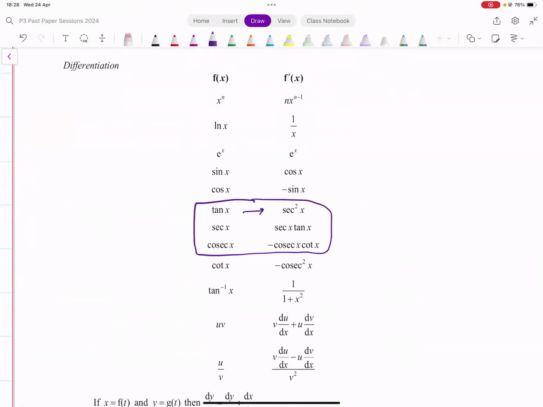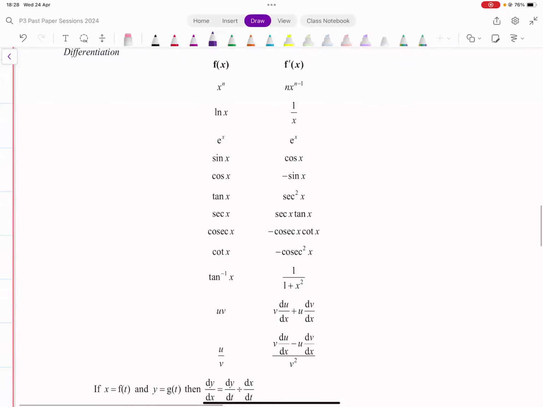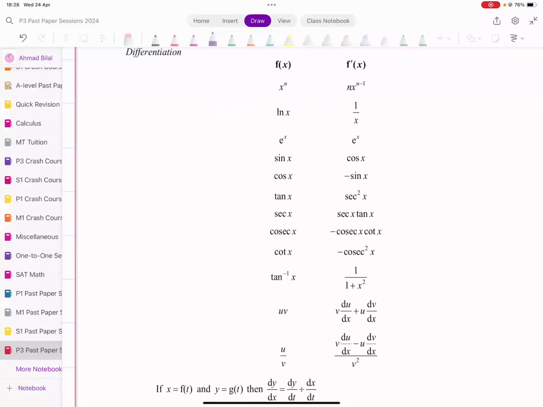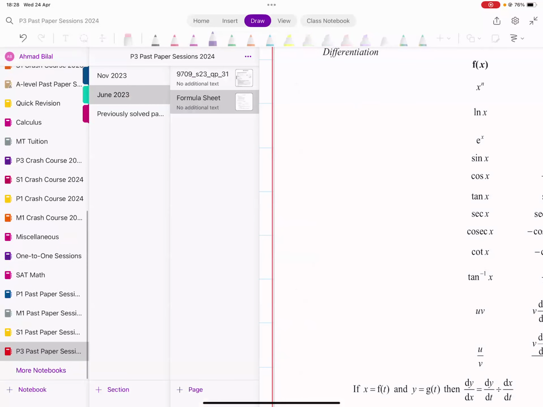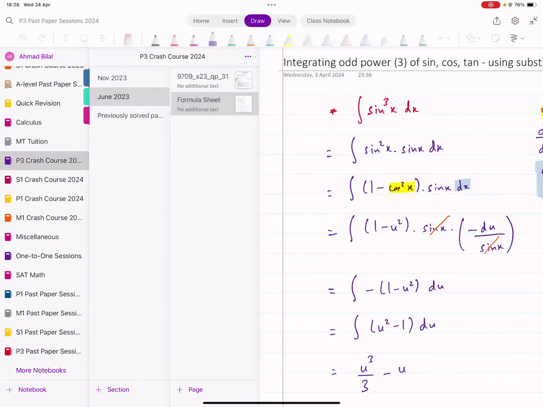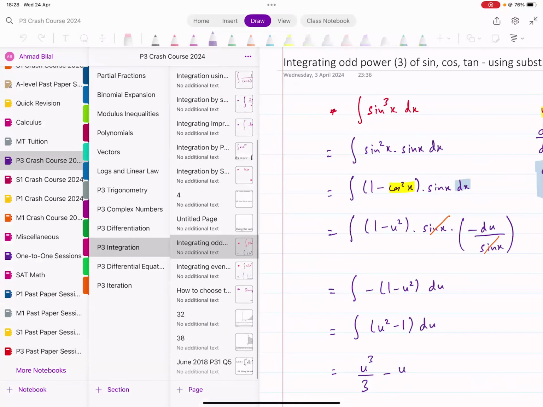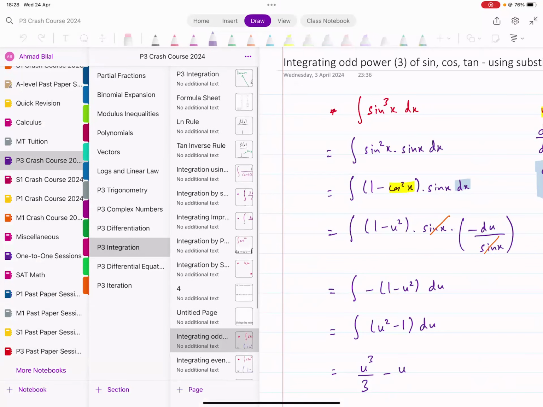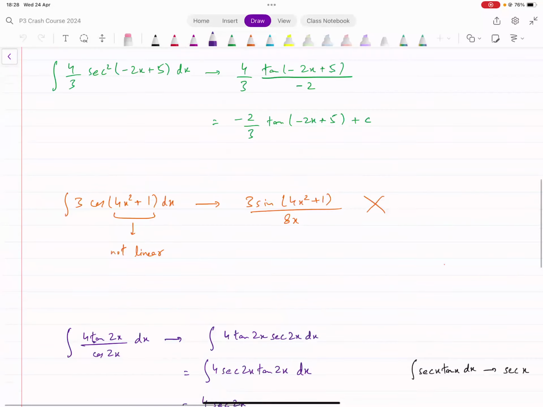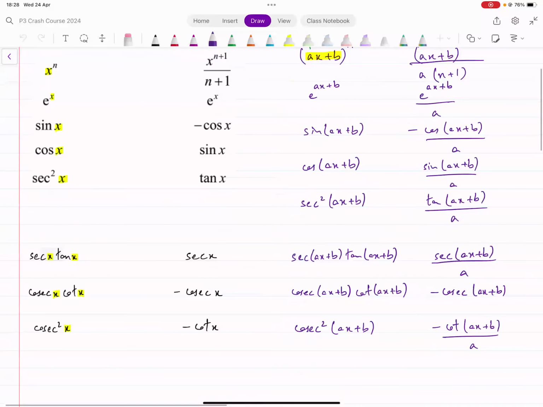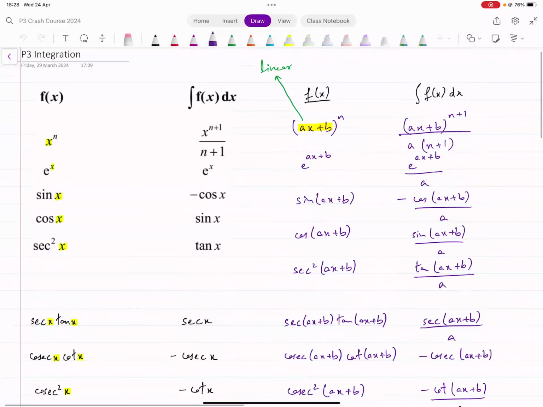Derivative of tan is secant squared. Derivative of secant x is secant x tan x. From this, we get a reverse rule for integration as well. So it looks like this. Let me show that to you. I must have done that somewhere here. Integrating these functions.